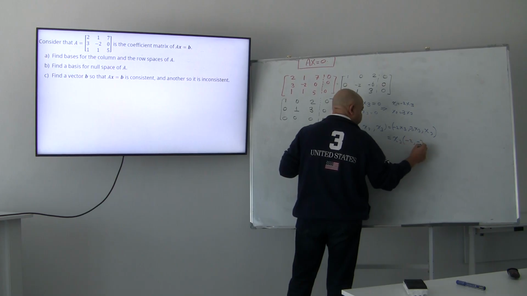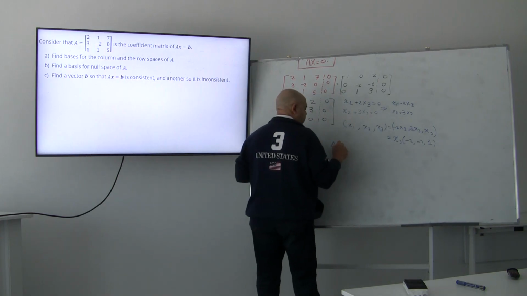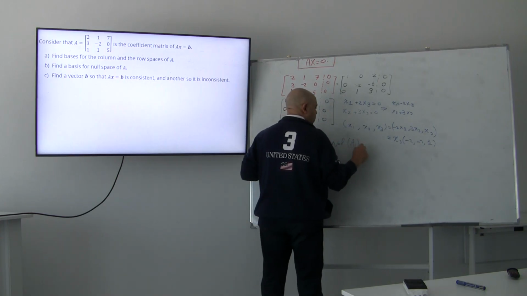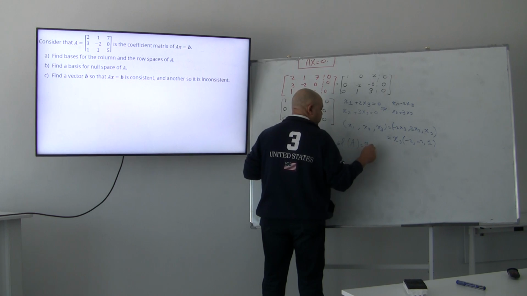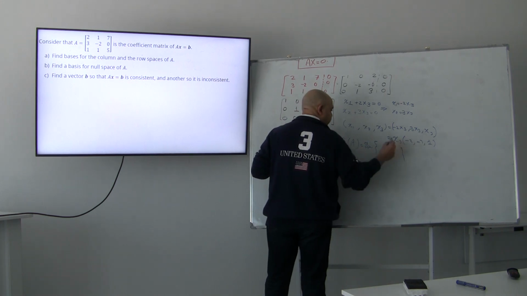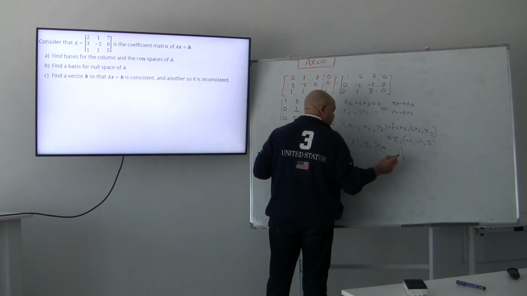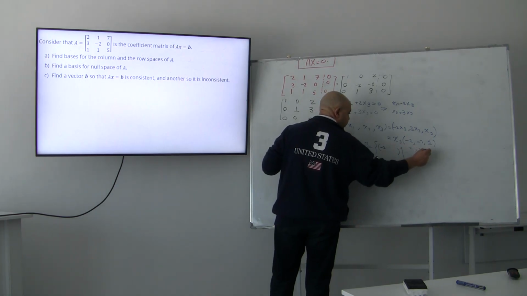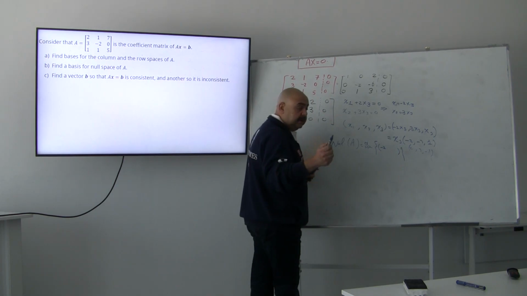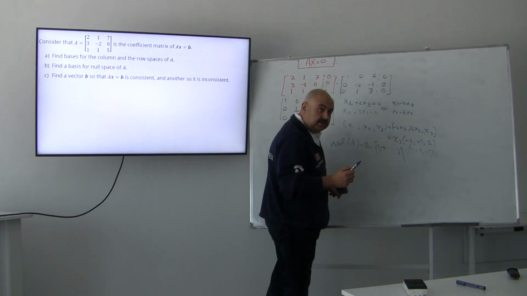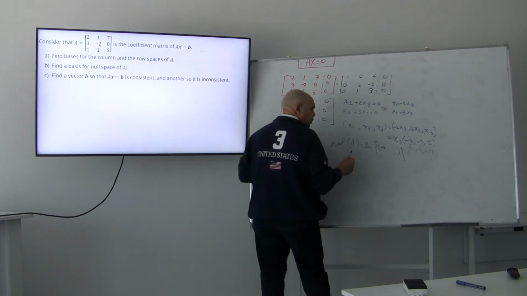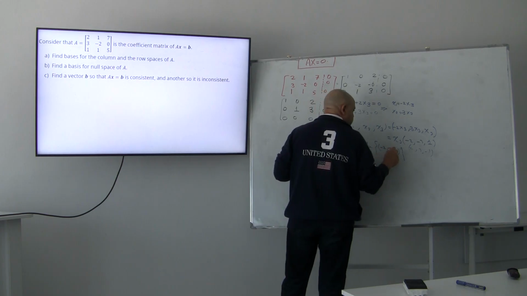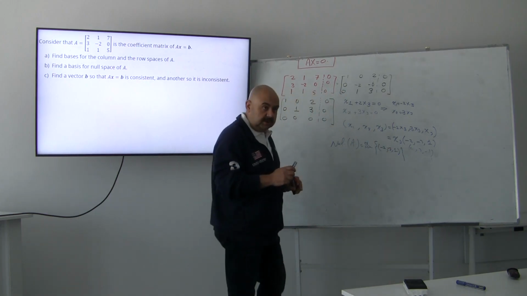This is the form of the infinite number of solutions, or what we call the null space. So the null space of A is the span of the vector negative 2, negative 3, and 1. I can also write it as 2, 3, and negative 1. It makes no difference, because you can choose any value for x3. I will leave it as it is: negative 2, negative 3, and positive 1.